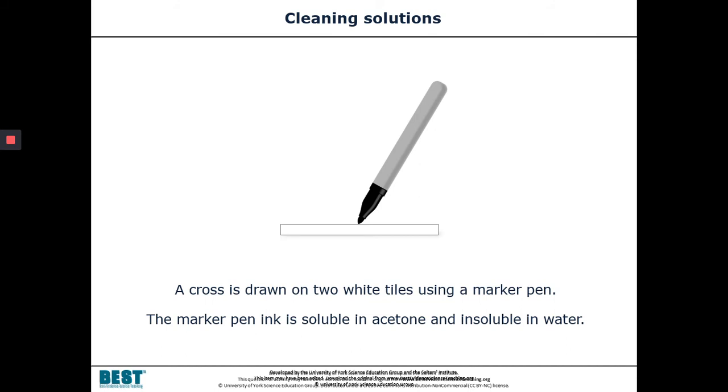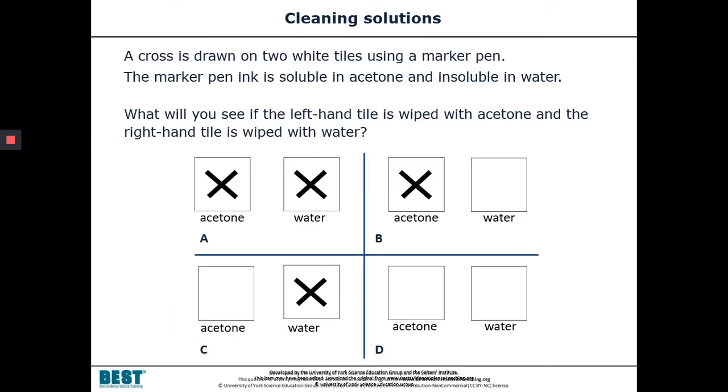This question looks at a different example of forming a solution. It's using a marker pen and a white tile, and the marker pen is soluble in acetone and insoluble in water. So you need to explain this to students, and then it gives them a series of options. So I'm going to pause here and let you have a read.